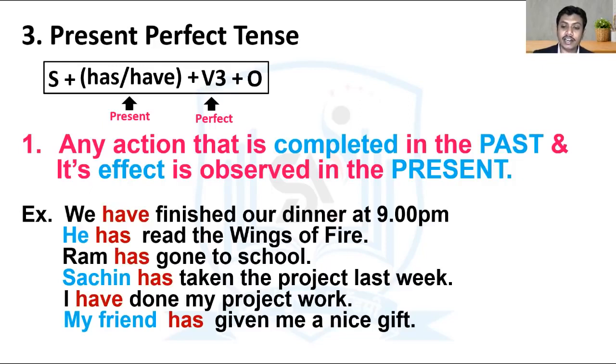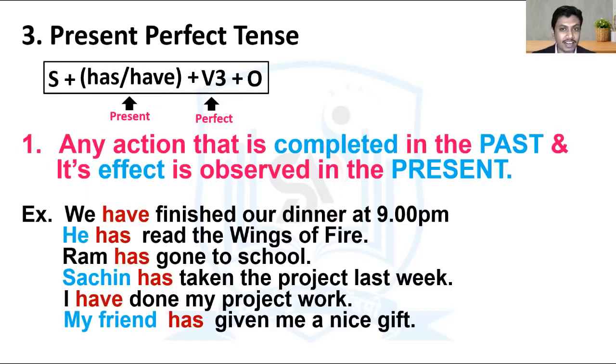We have finished our dinner at 9 p.m. Now this activity is done at this specific moment, and that's why you are saying that yes, we have finished our dinner and we are not ready to eat anything as we have finished our dinner. So the action is completed and the effect is still observed: my tummy is full. I'm not able to eat anything now. If you would have asked me before my lunch or before my dinner, I would have eaten something. So that's why the action is completed in the past and its effect is still observed in present. This is the beauty of present perfect tense.